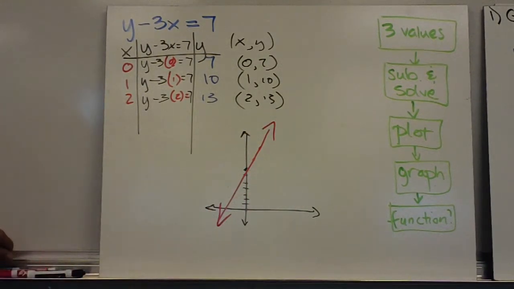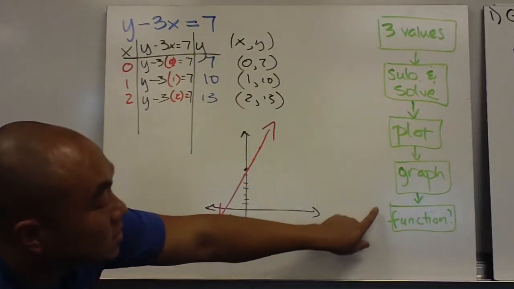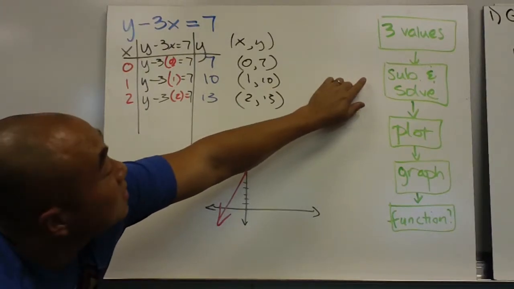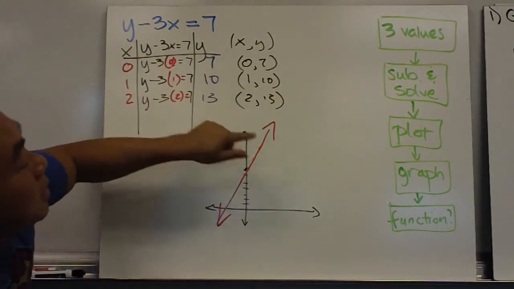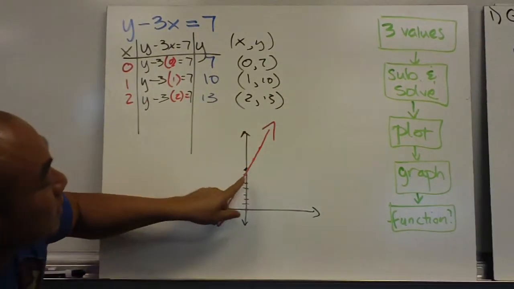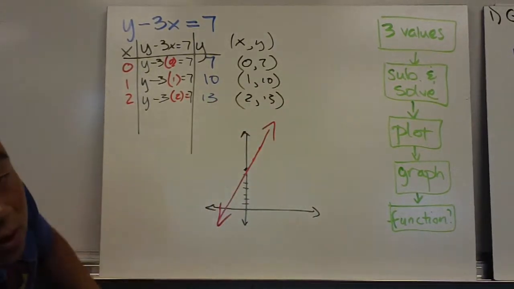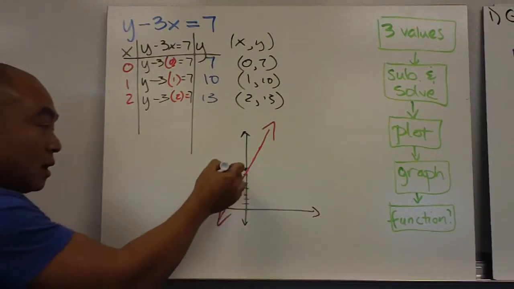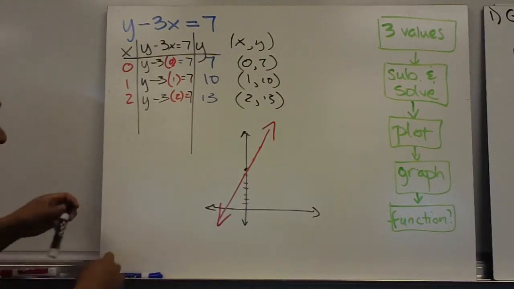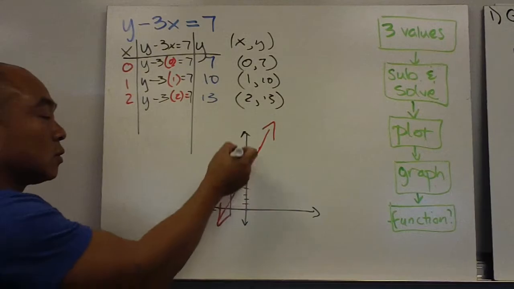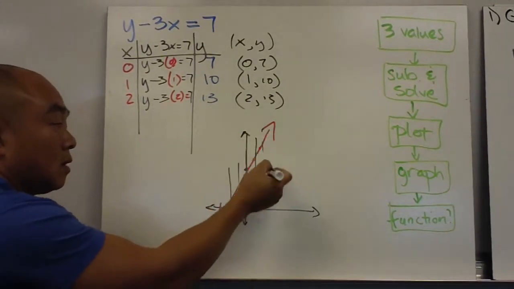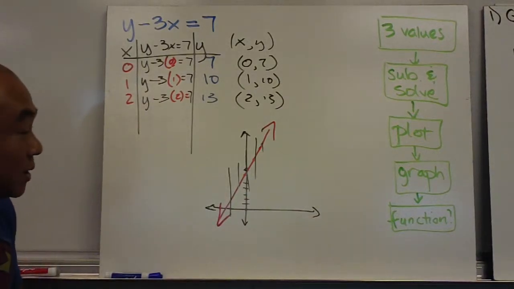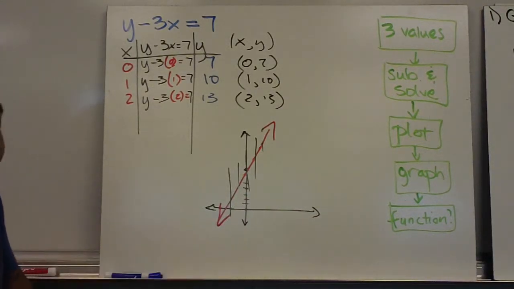Alright, and again, let's have a look at this. Notice that we've found the 3 values. We've substituted and solved. And then we're going to plot. We've made the dots, and then we graphed it, which means we put the line through it. Then finally, we're going to check if it's a function. If you draw straight lines, vertical line test, just going this way, and every single time it only hits that graph at one exact point, then yes, it is a function.